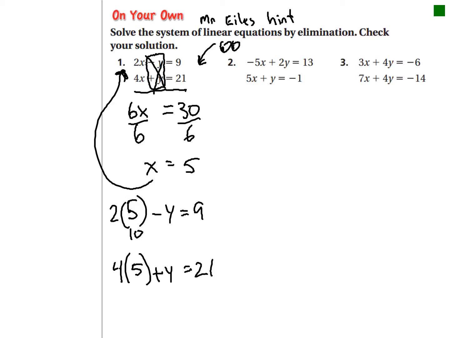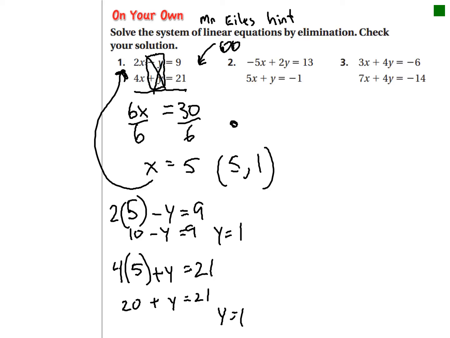In our first equation, 2 times 5 is 10. 10 minus y equals 9. Take away 10 from both sides. You'll have negative y equals -1. Y equals 1. 4 times 5 is 20. 20 plus y equals 21. Minus 20 on both sides, you'll get 1, and y equals 1. So that did work out for both of them. 5, 1 is our solution to number 1.